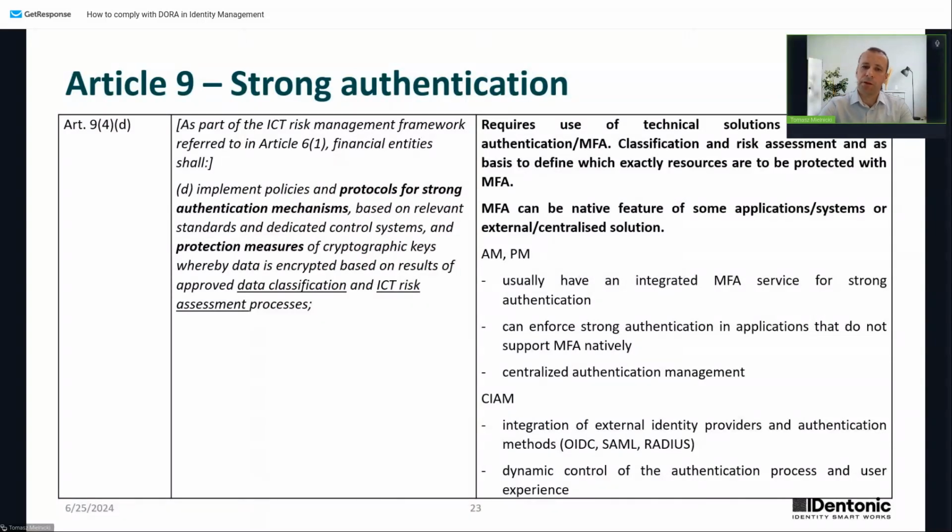And multi-factor authentication is quite often a native feature of many applications or systems, but you can also implement a centralized solution, because if you have more application systems, then it becomes difficult to implement these policies in practice manually. It's possible, but it becomes difficult. So here we can use access management, privileged access management kind of tools, products, or CIAM for external users if you have the applications or services exposed for the external customers.